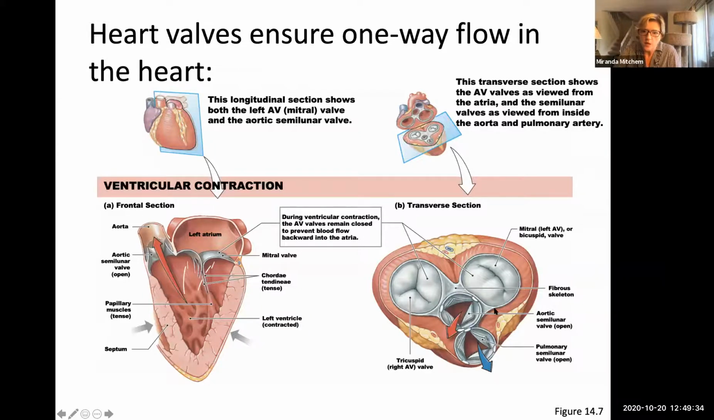So looking at the transverse section, you can now appreciate that our AV valves are closed, both of them. So we've got our mitral, which is our left bicuspid, and our tricuspid, which is the right. They are both closed at the same time when our semilunar valves are open. They should not be open at the same time.